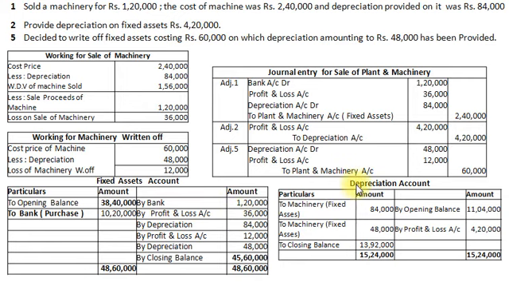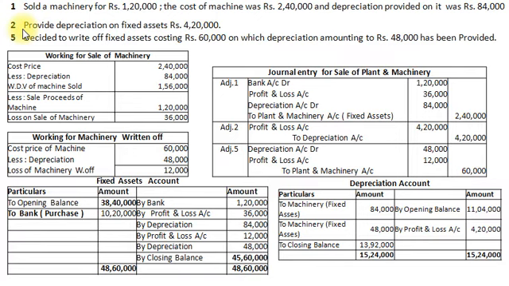Here we have prepared depreciation account. Opening balance on credit side rupees 11,04,000. Closing balance credit side rupees 13,92,000. Now posting of first adjustment entry on debit side to machinery account rupees 84,000.